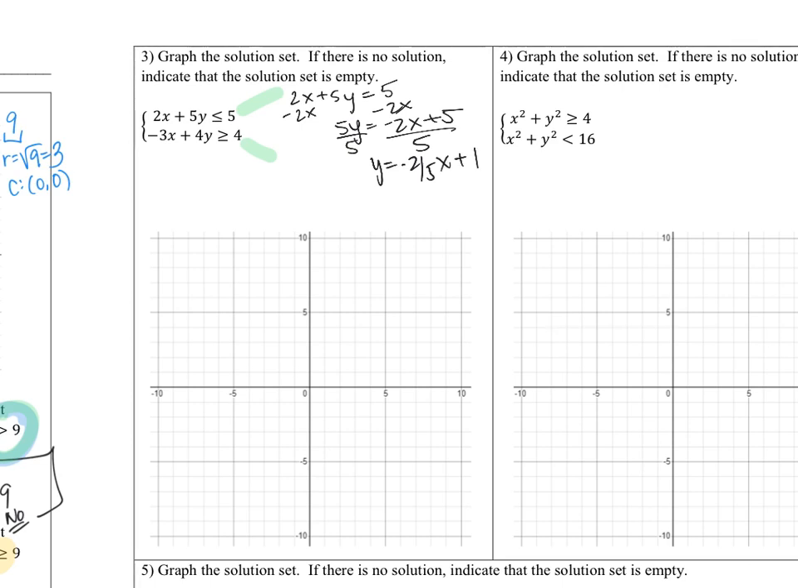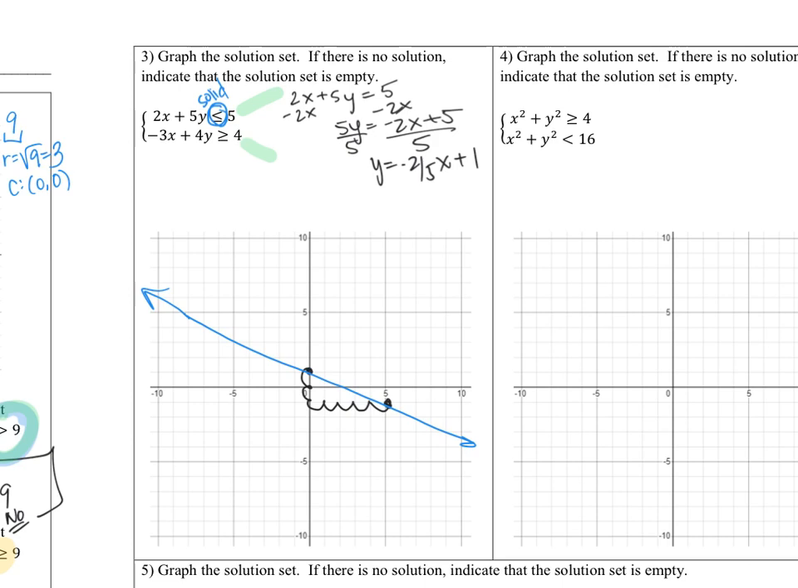So we know we're kind of decreasing. We're shifted up 1, down 2/5. And what else? I want to make this line solid, which I know because I have that equal to. So I'm going to connect these nice and solid. And then I also want to think about my shading for just this first inequality.